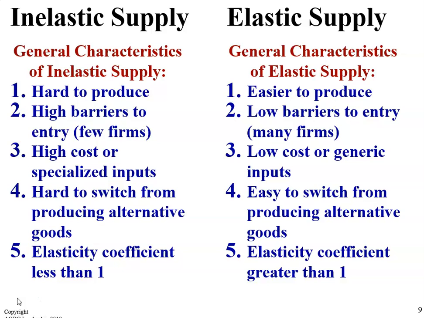General characteristics of elastic supply: easier to produce, low barriers to entry, many firms, low cost or generic inputs, easy to switch from producing alternative goods, and the elasticity coefficient is greater than 1.